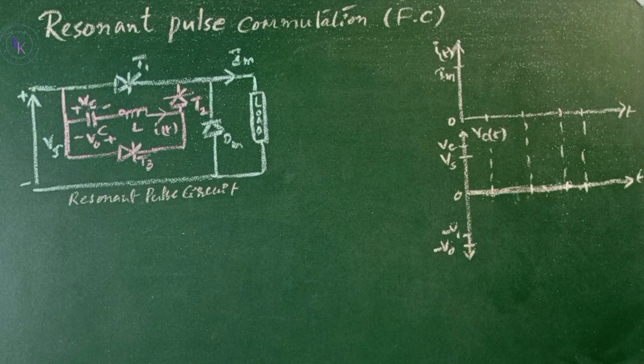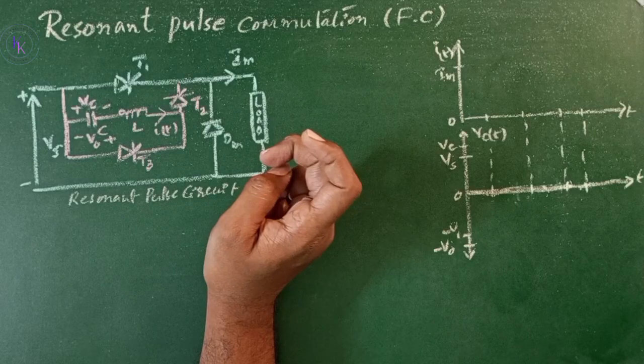Resonant pulse commutation circuit. Resonant pulse commutation is a type of forced commutation itself. Initially, the capacitor is charged with minus V0 voltage, with the polarities shown in the figure, and thyristor T1 is carrying a load current of Im.